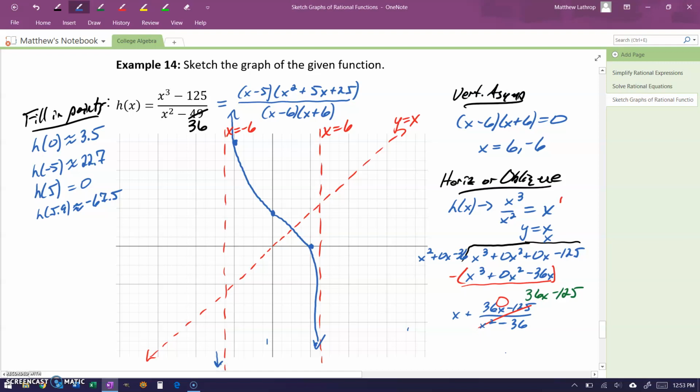And then they're also bound by that oblique asymptote, so somewhere these functions are going to curve and start following the oblique asymptote. We only have one. So what we end up with is a curve that, roughly sketched out, would look something like this.